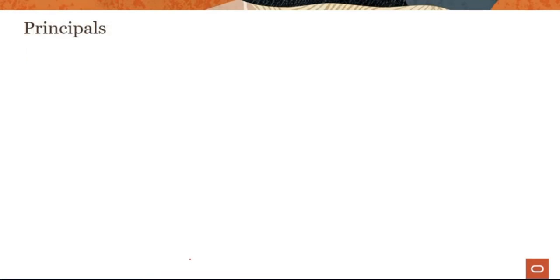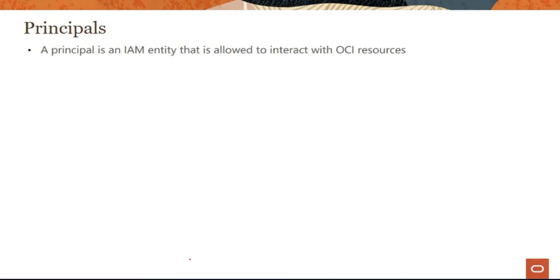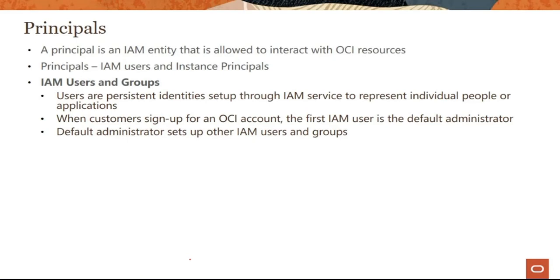So let's look into each of these in a little bit more detail. A principal is an IAM entity that is allowed to interact with OCI resources, and like we said, everything you do in OCI is a resource. So whether it's compute instances, block volumes, or virtual cloud networks, each of them is represented as a resource. Now there are two kinds of principal. One is IAM users, which are your users who access the cloud environment, and the other is instances, and we call them instance principals to distinguish them from normal compute instances or database instances.